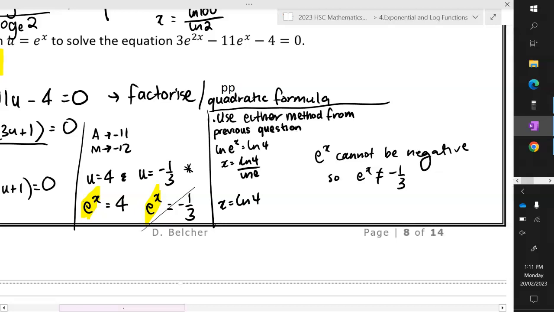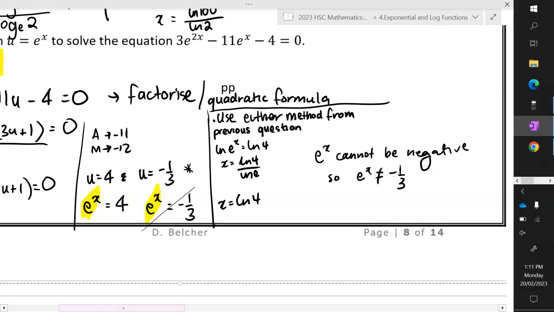I ended up with this format here where my x came down the front. I ended up with log of 4 over log of e. You would have changed your base to e using the change of base formula, and perhaps you would have ended up with the same. Log of e of e is 1, so I ended up with log of 4 on 1, which is log of 4. So that's where my answer has come from.